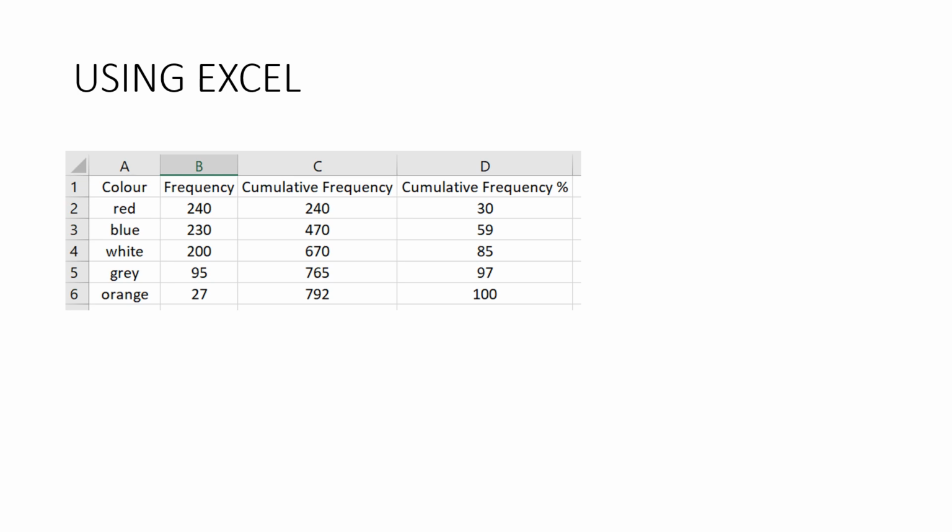Now, interestingly, Excel will actually draw a Pareto chart for you. So you might like to have a go at this. So there's the same data, color and frequency. I put a little formula in to calculate the cumulative frequency. In here, I made that one equal to B2, and then I created a formula in here, and it was equals C2 plus B3, and then I filled that formula down. And then the cumulative frequency, the formula is equals C2 divided by C6. I had to make that an absolute reference so that it wouldn't shift, and then I times it by 100, and I filled that down as well.